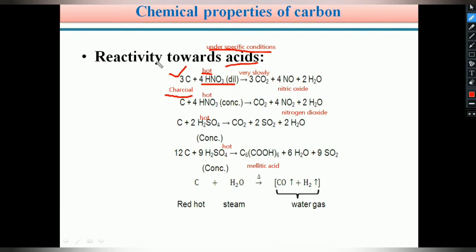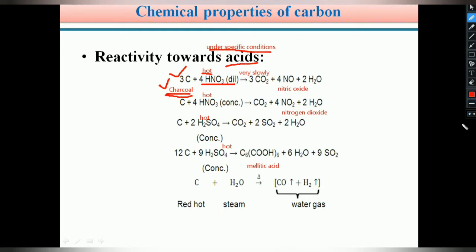Students, in video module 2 we saw the allotropes of carbon. Different types of allotropes exist for carbon. The crystalline allotropes are diamond and graphite. The amorphous allotropes are coal, coke, charcoal, and lamp black. Similarly, fullerene is also an allotrope of carbon. Among the different allotropes of carbon, only the amorphous allotrope, charcoal, reacts with hot dilute HNO3, very slowly. These are the specific conditions.